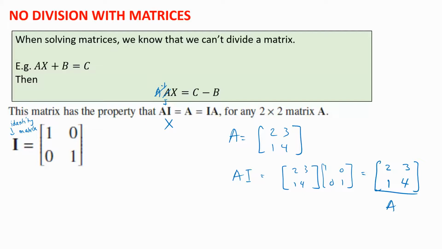That's the goal. You're trying to find out X. Okay? And that will cancel out to be I. Why we want I? Because I will give you the same matrix. Whether you multiply left or right, it doesn't matter. That's the importance of the identity matrix. Okay? And that's the goal.